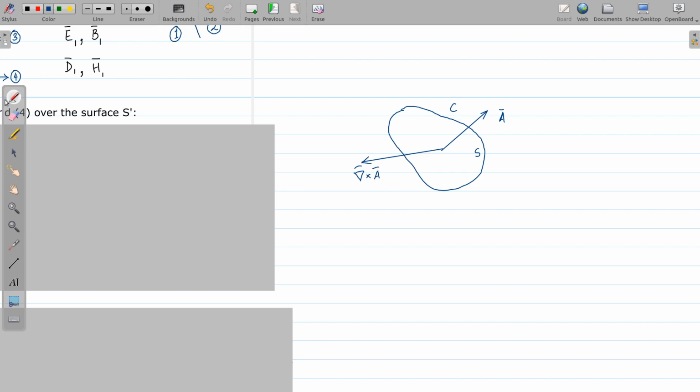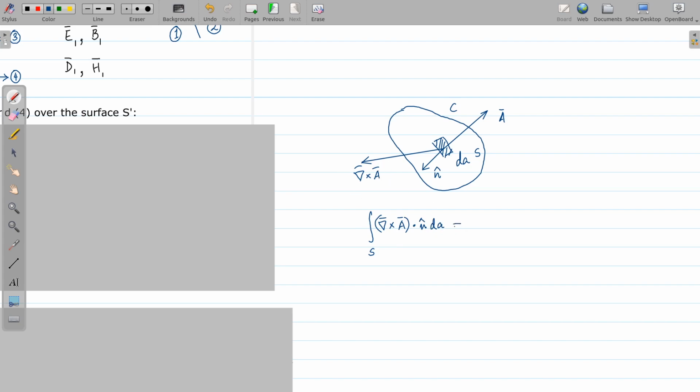Now what we do is we take a small area element dA, and for this area element there will be a normal vector, the unit vector n cap. Now we find out the surface integral of this curl of A. In other words, we integrate curl of A dot n cap dA. So we are basically trying to find the flux of the curl of A.